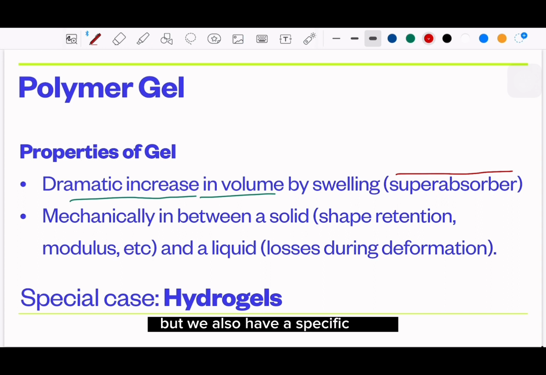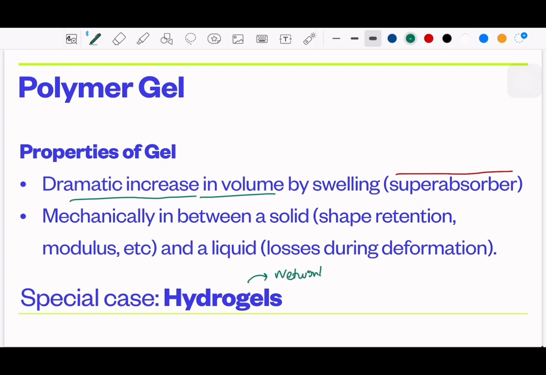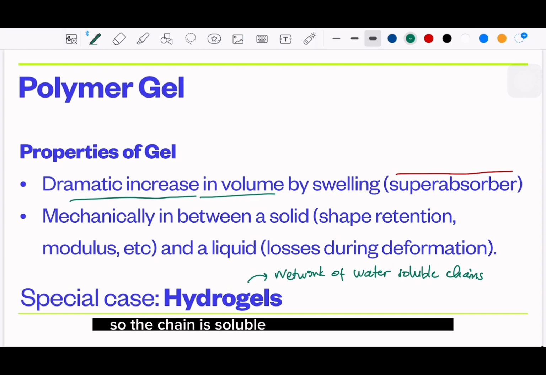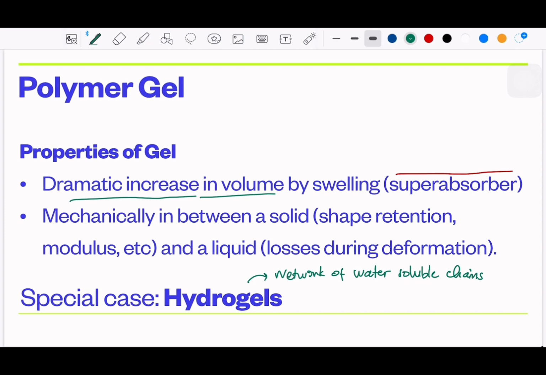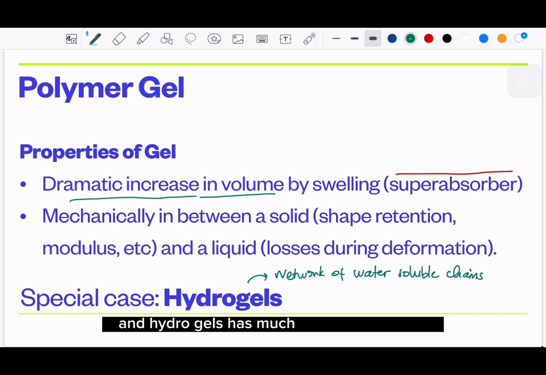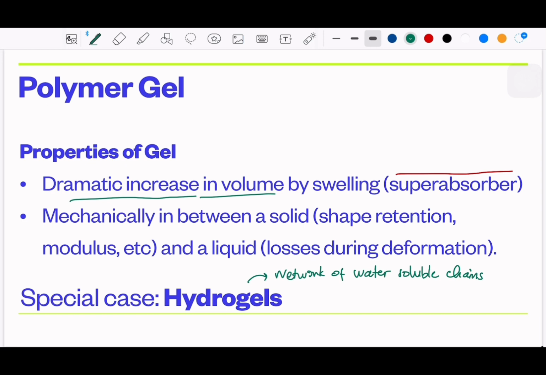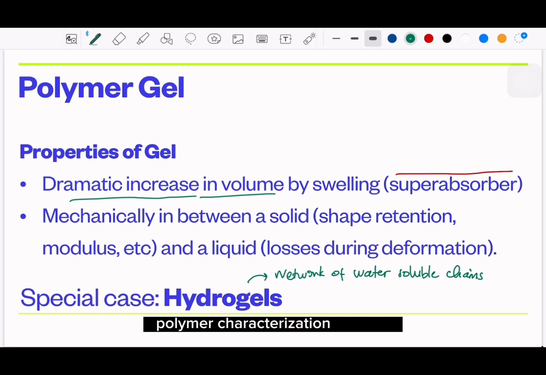But we also have a special case, what we call hydrogels. So what is a hydrogel? This is actually a network of water soluble chains. The chain is soluble. And hydrogels have many applications, including your contact lens. It's also hydrogel. Diapers, and some polymer characterization processes also use hydrogels.